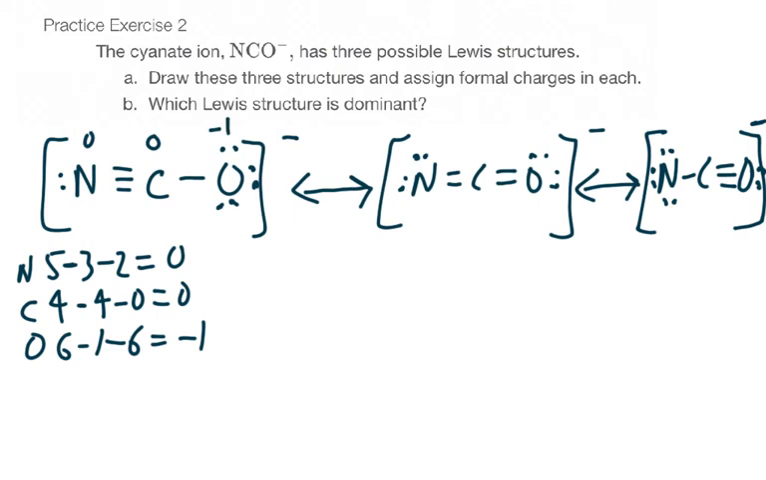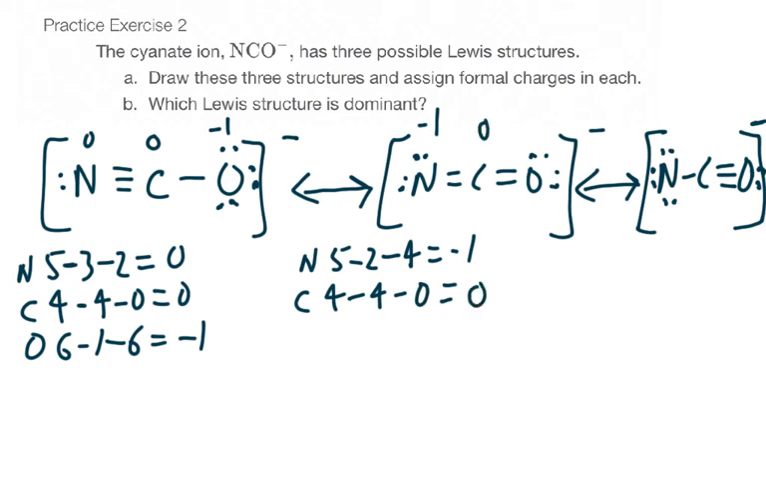Okay, let's do the same for the one in the middle. The nitrogen in the middle has 5 valence electrons, minus 2 sticks, minus 4 dots. So 5 minus 2 is 3, 3 minus 4 is -1. So its formal charge is -1. Carbon has 4 valence, minus 4 sticks, minus 0 dots, so the carbon has a formal charge of 0. And then the oxygen has a valence of 6, minus 2 sticks, minus 4 dots. So 6 minus 2 is 4, 4 minus 4 is 0.